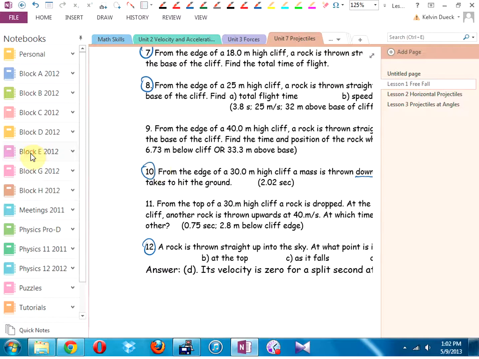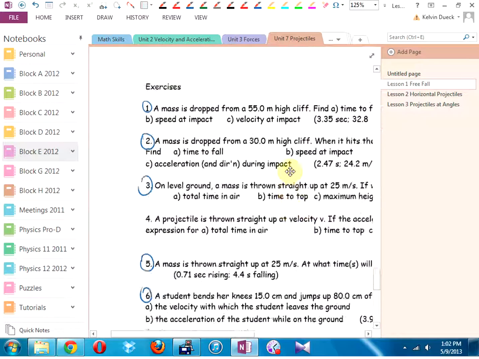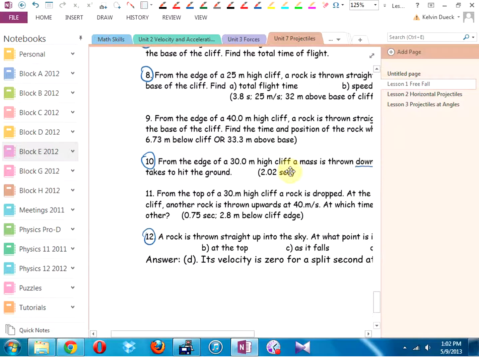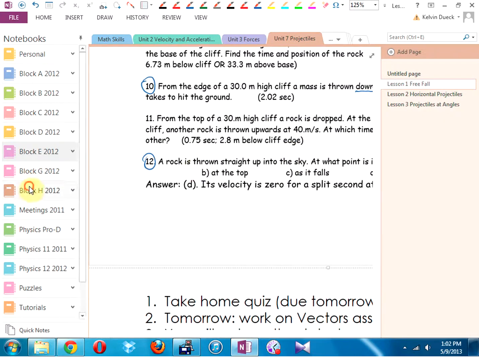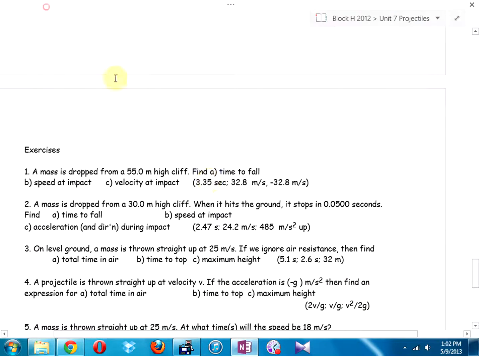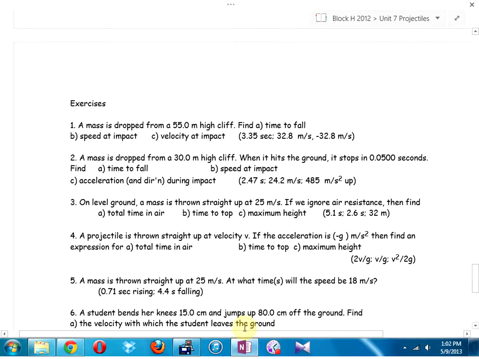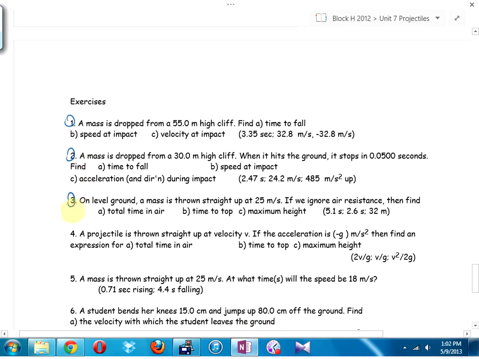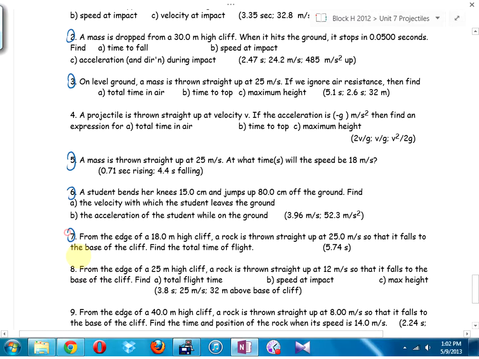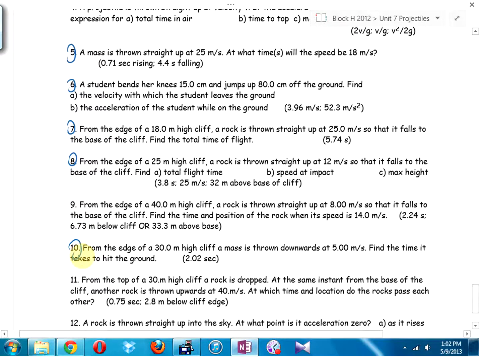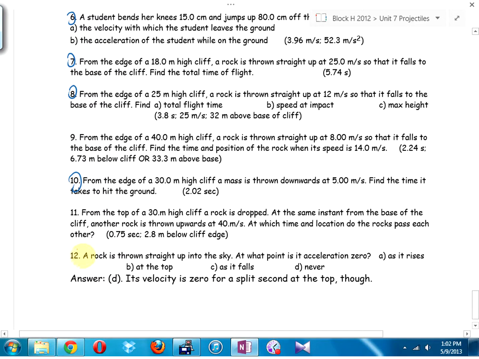Now, this is also to work on tomorrow if you want to. Here's what I think: I skipped 4, 9, and 11. So let's try that. 1, 2, 3, skip 4, 5, 6, 7, 8, skip 9, 10, skip 11. Oh, I think I assigned 12, which is just a conceptual one. This is a good review of free fall. This is going to lead into the next unit. But this you can work on next week if you want to as well.